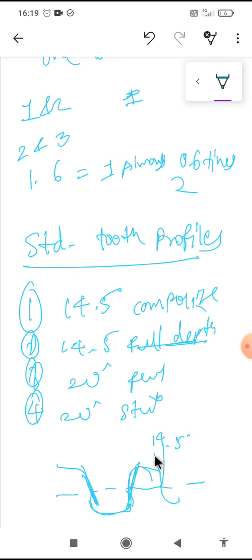Then for the stub involute system, the problem of interference in the 20-degree full depth involute system is minimized by removing the extra addendum of the gear tooth which causes interference. Such modified tooth profiles are known as stub profiles, and this type of gear is used for heavy loads. The extra addendum is removed, so that is called stub. These are the various tooth profiles that are used. We will see the minimum number of teeth required to avoid interference in the next lecture, and thank you very much.